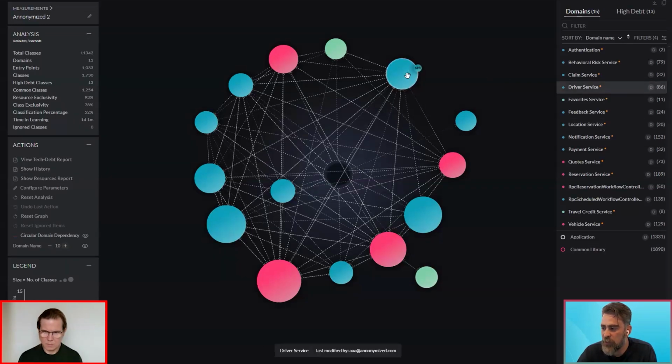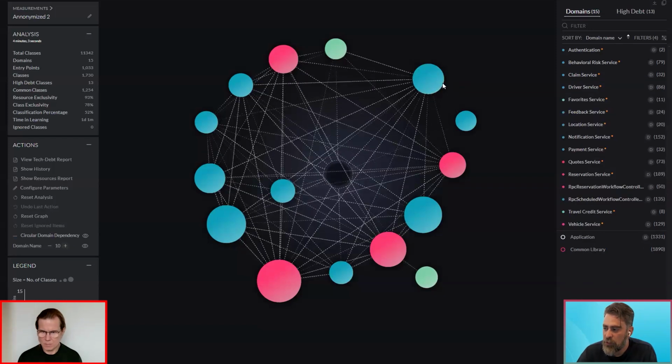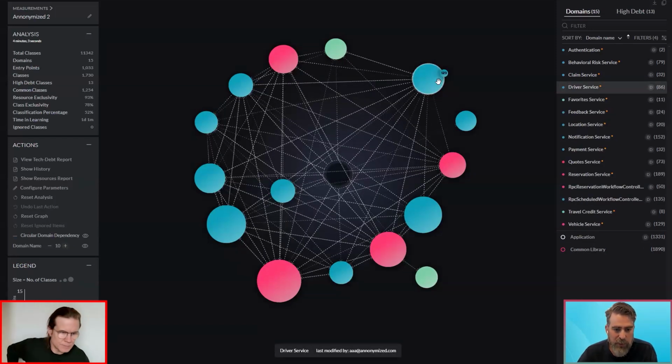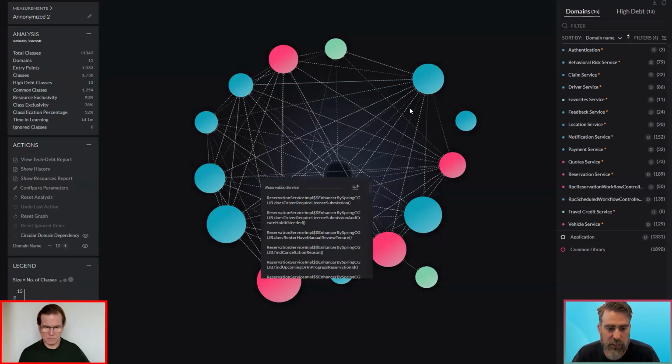Another core service that we see right here is this driver service. Driver is, of course, another fundamental concept in car rental, because in order to make a reservation, you probably have to have a driver. But the fact that you have a driver and you have a reservation doesn't mean that driver needs to call reservation and reservation needs to call driver. This is usually just bad coding, due to the fact that developers didn't have the right tools to understand that they're creating this bidirectional dependency.